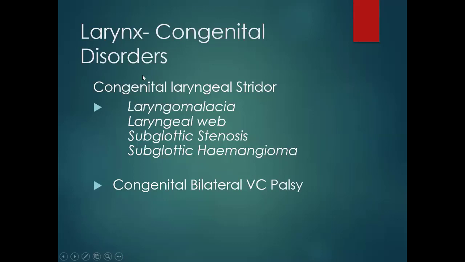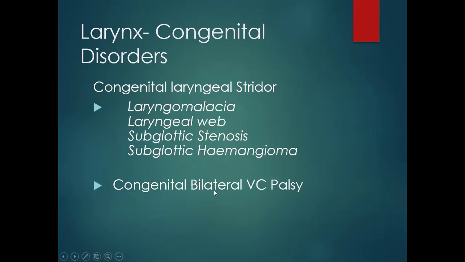Out of the congenital disorders affecting the larynx, the commonest would be congenital laryngeal stridor in the first year of life. Out of these, laryngomalacia is the commonest, which develops 3-4 days after birth. Laryngeal web due to the fusion of the vocal cords, subglottic stenosis, and subglottic hemangioma can all narrow the air passage in the newborn and cause congenital laryngeal stridor.